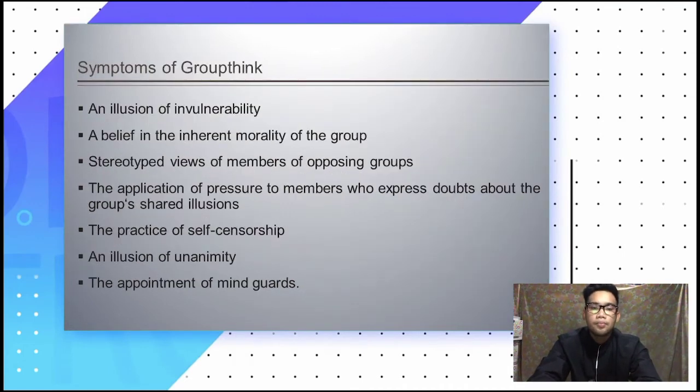Most or all group members develop an illusion of invulnerability, which causes them to become overly optimistic and take extreme risks. A belief in the inherent morality of the group: group members develop an unquestioned belief in the group's inherent morality, inclining the members to ignore ethical or moral consequences for their decisions. Stereotyped views of members of opposing groups.